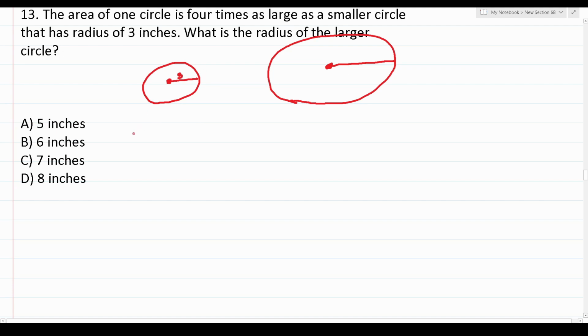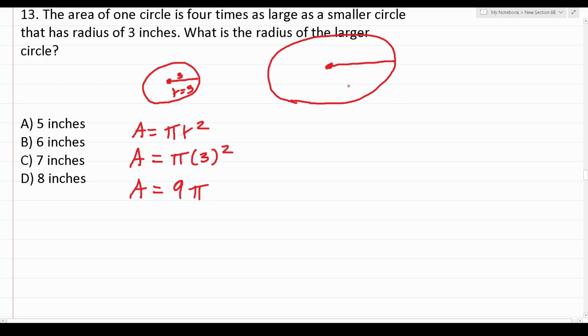To find the area of circles, use the formula area equals pi r squared. We know what r is in this case. R is 3, so let's plug that in accordingly. This is area equals pi 3 squared. Area equals, what's 3 squared? That's going to be 9, so this is 9 pi.